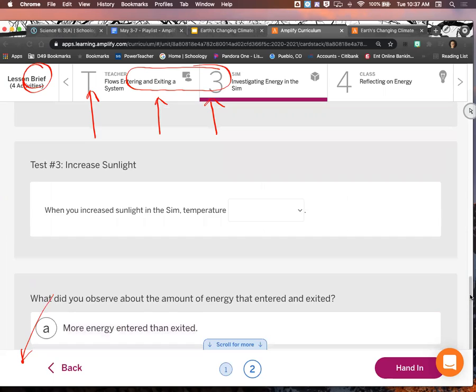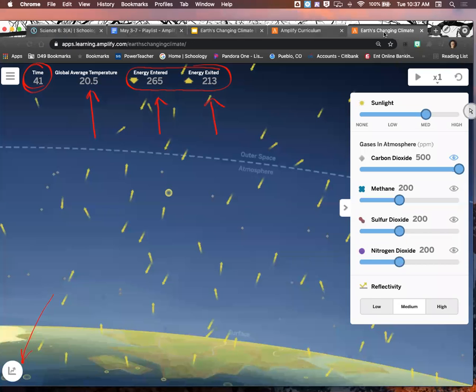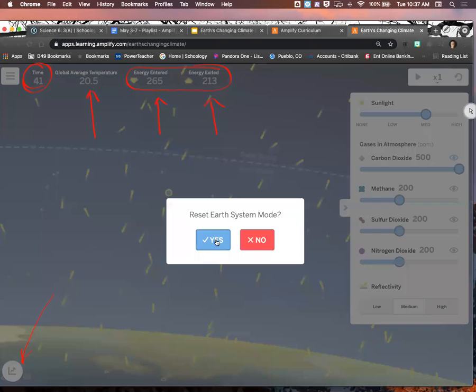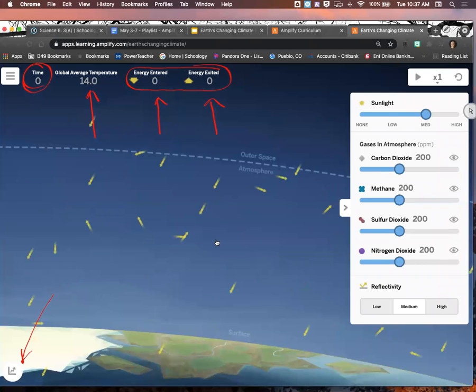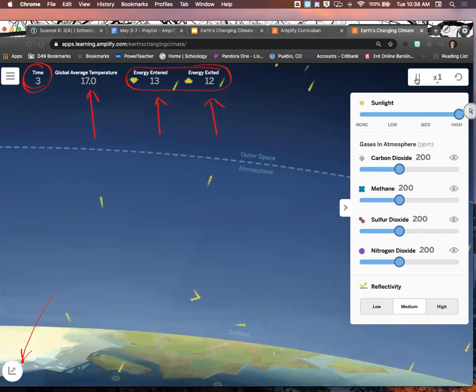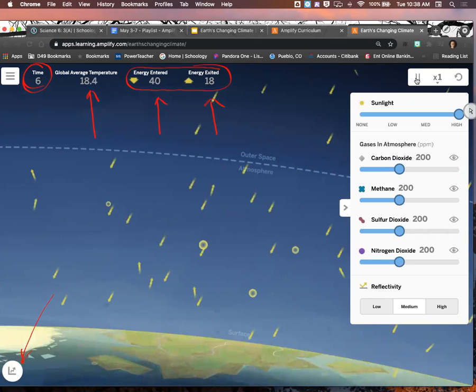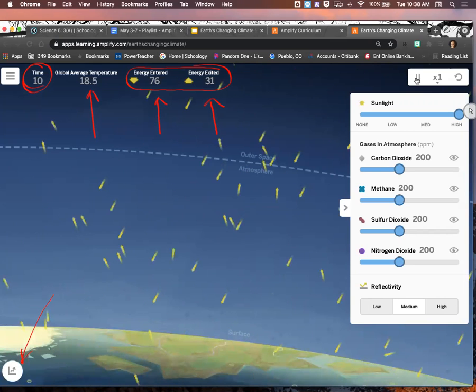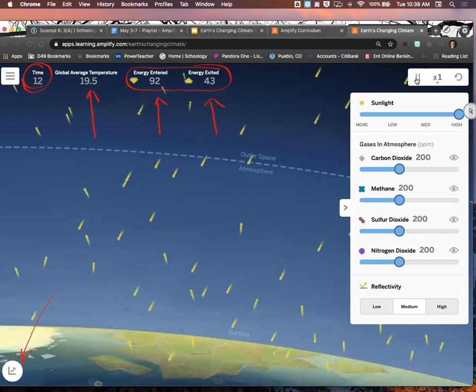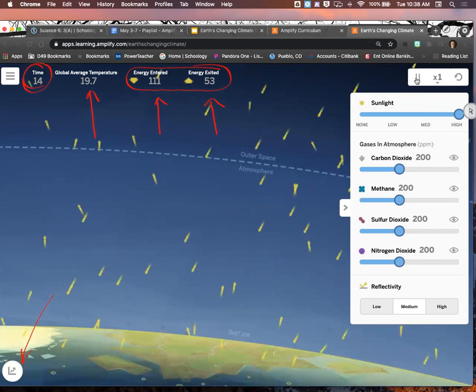I think we have one more. Yes, we're going to increase the sunlight now. So let's hit the reset button. Let's turn the sunlight to high and press play. Now you can see that those numbers all started out where they did before at 0, 14 degrees, and 0 and 0. We run this for 40 units of time.